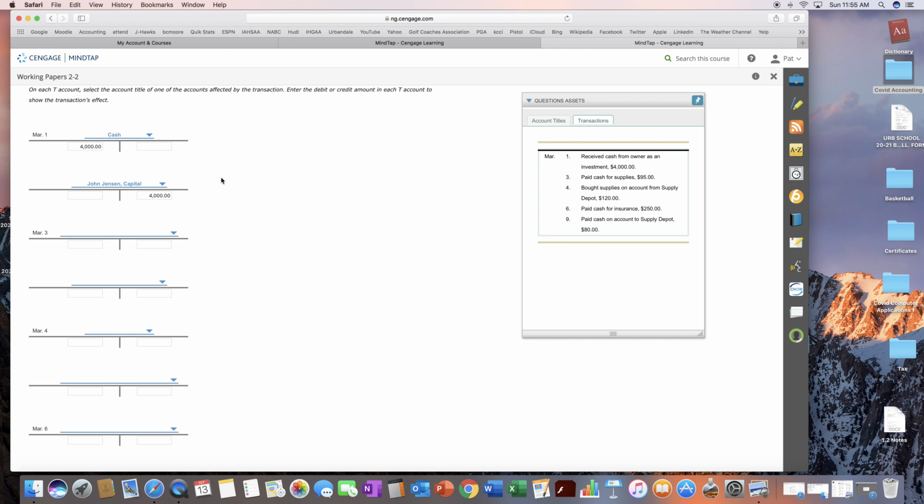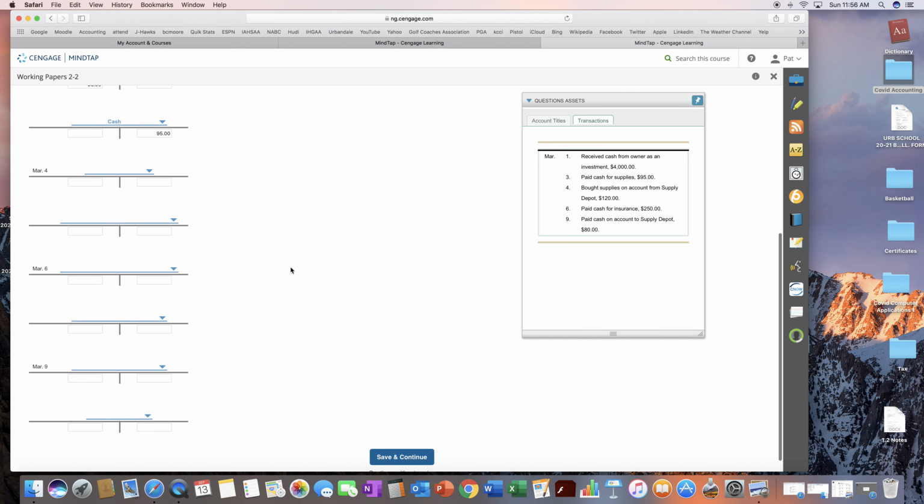Okay. So March 3rd says paid cash for supplies. Which 2 accounts are affected? We decided supplies and cash. Why do we list supplies first? Because supplies we increase $95 because we paid cash. We have more supplies now, so we increase it with $95. We decrease cash because we paid a check or paid cash, however we did it. We decrease cash. How do you decrease an asset? With a credit. How do you increase supplies, which is an asset? You debit it.